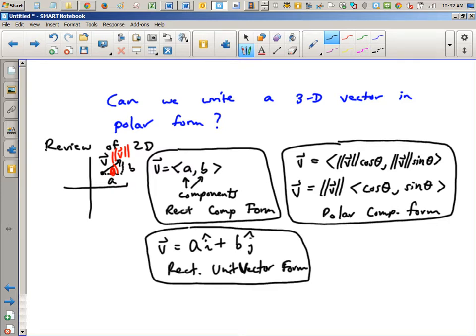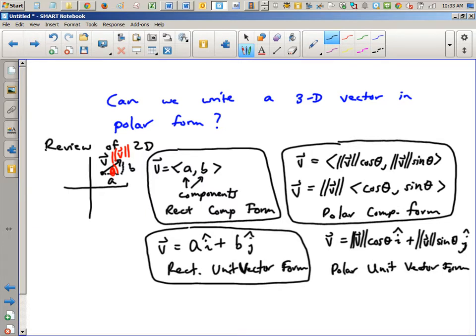And then the last one is where you take this and write it as magnitude V cosine theta i hat plus magnitude V sine theta j hat. And this, of course, would have the name polar unit vector form.